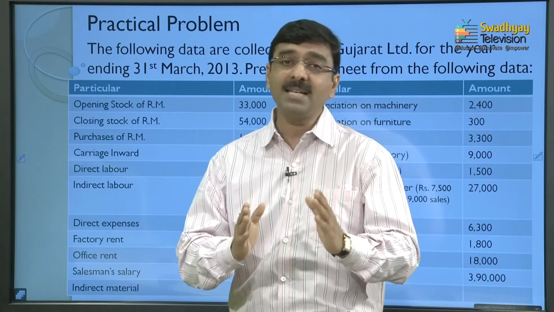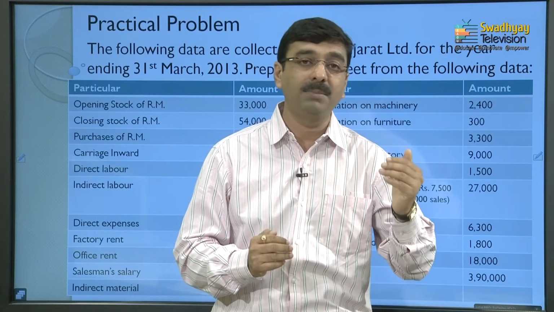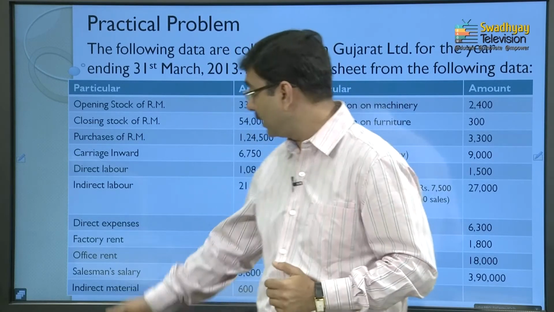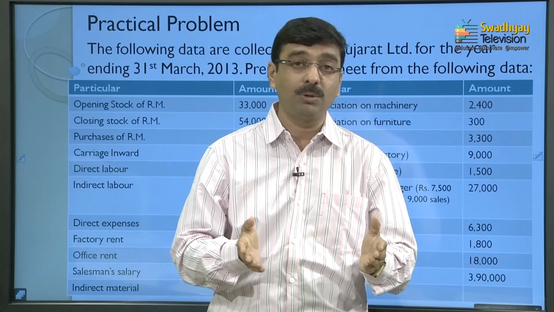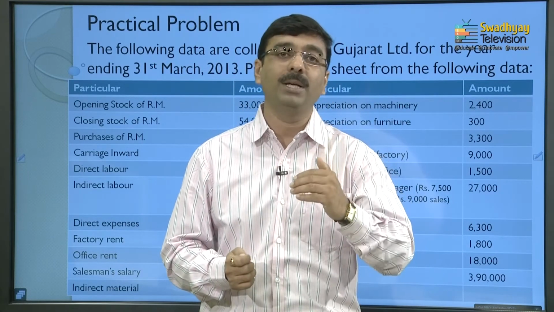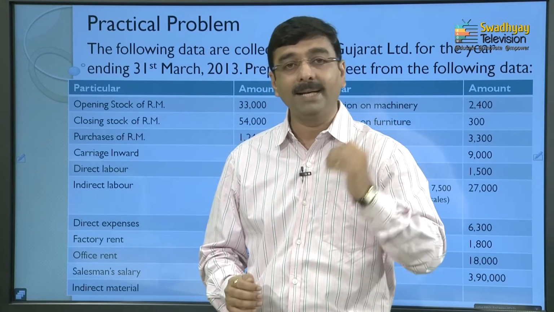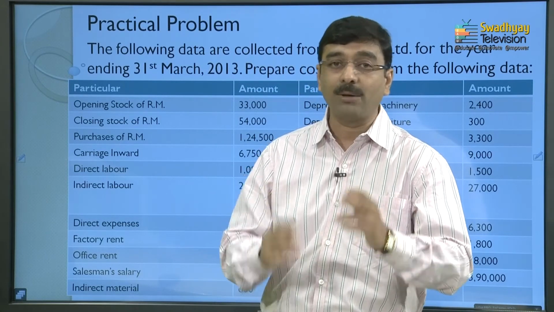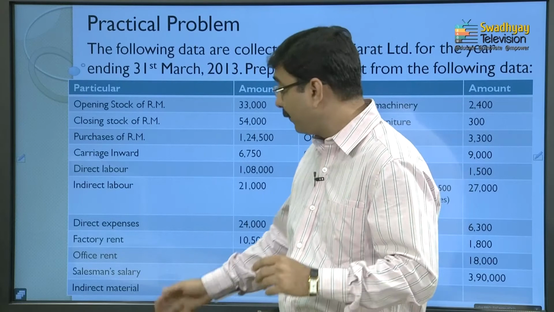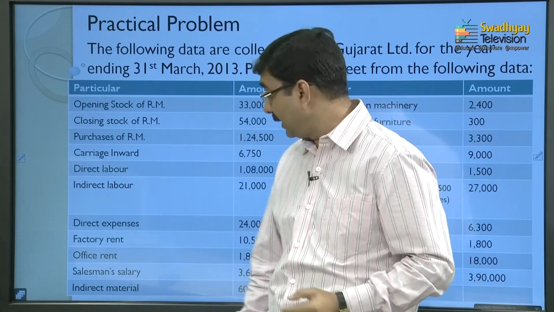Indirect labor, any type of indirect expenditure, may be factory overheads, admin overheads, or selling and distribution overheads. This would be recorded as per the instruction if it is given in the question, or if it is not given, it would be recorded under the factory overheads. Direct expenses are recorded under the direct expenses head. Factory rent, specifically given as factory rent, would be recorded under the heading of factory. Office rent is an admin expense, recorded under the administrative overheads.